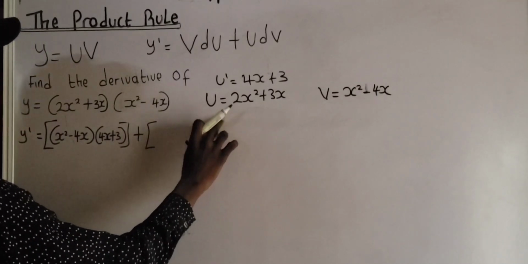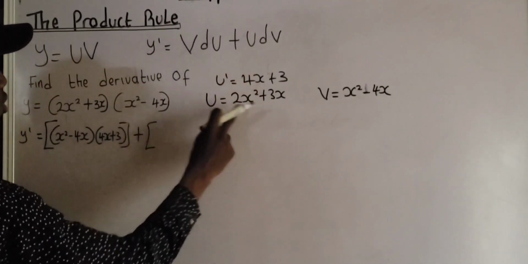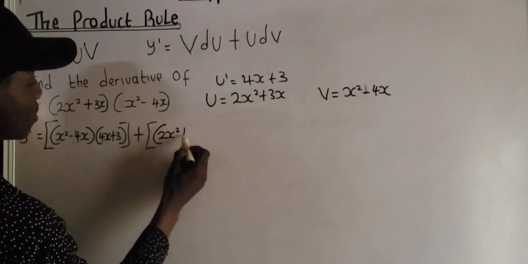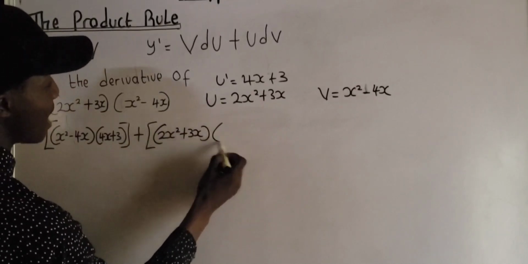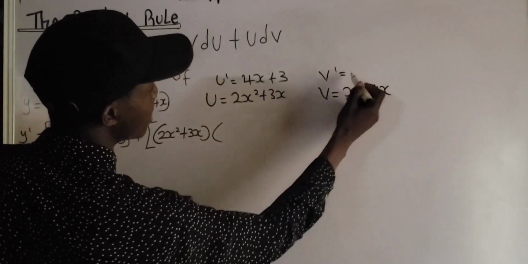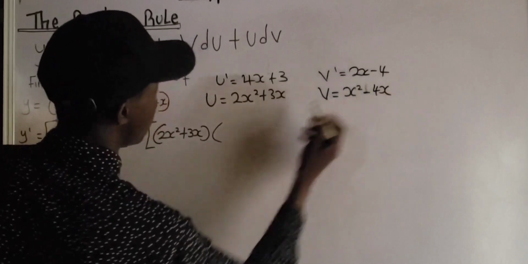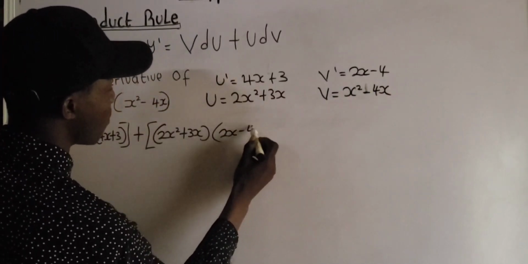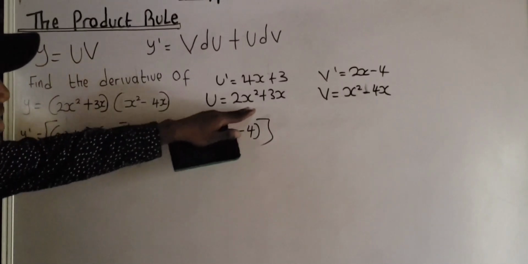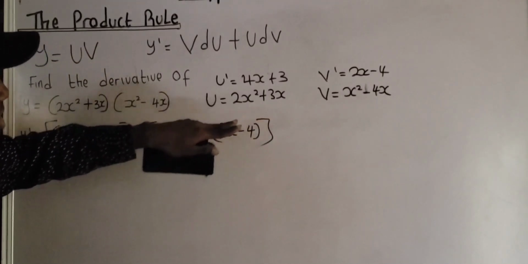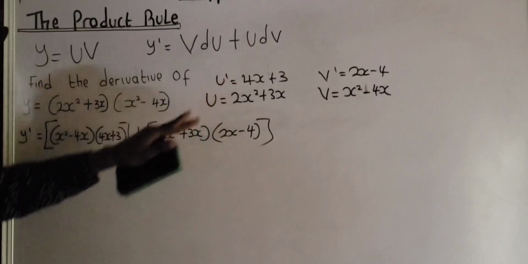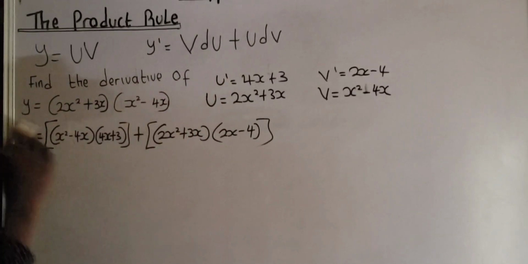So now let us proceed. u is what? 2x squared plus 3x. So I'm going to have 2x squared plus 3x multiplied by the derivative of v. Derivative of v using the power rule is what? 2x minus 4. So this will be what? 2x minus 4. Please, do you understand? The reason why I erased what I wrote here before is because I need space. You understand what I'm saying? So I put it up there. Okay. So now let us proceed.